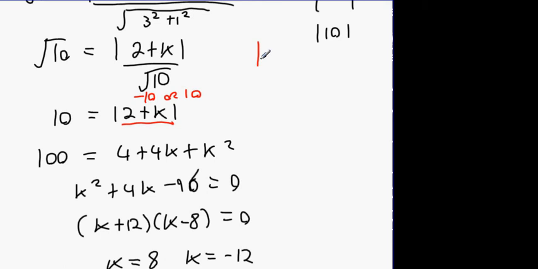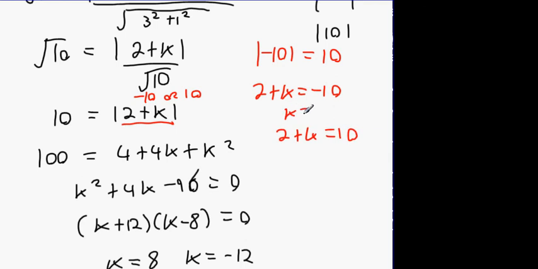Because minus 10 within the modulus signs gives you an answer of 10, plus 10 within the modulus signs gives you an answer of plus 10 as well. So all I have to do is write down 2 plus k will either equal minus 10 or it'll equal plus 10. And I get k equals minus 12 and k equals 8, which is the same answers as below.